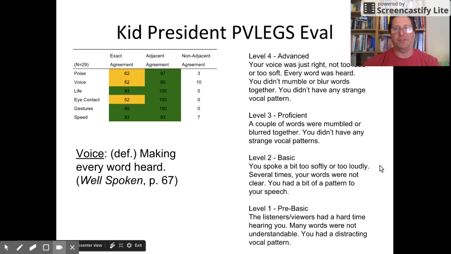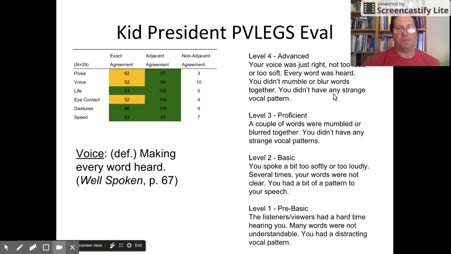Then we have the same elements for voice, only voice seemed to be at 52% exact agreement, even more confusing to the audience. So voice is defined as making every word heard. Well Spoken, page 67. And here are the advanced, proficient, basic, and pre-basic levels. Your voice was just right, not too loud or too soft. Every word was heard. You didn't mumble or blur words together. You didn't have any strange vocal pattern.